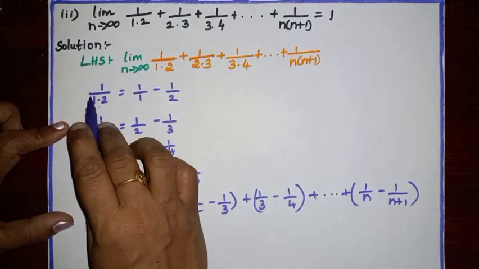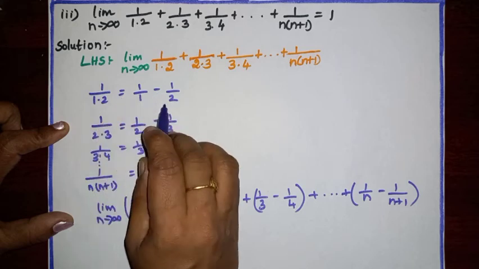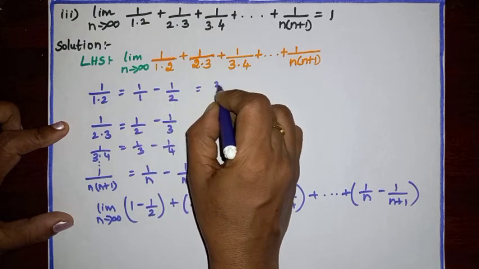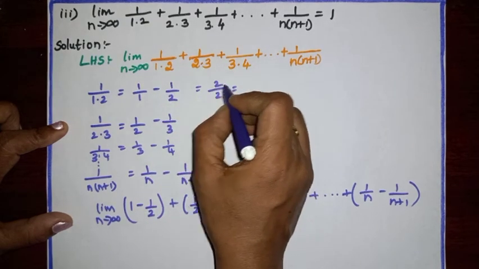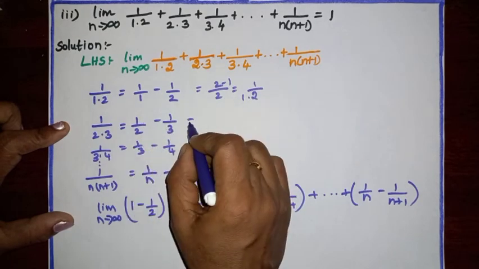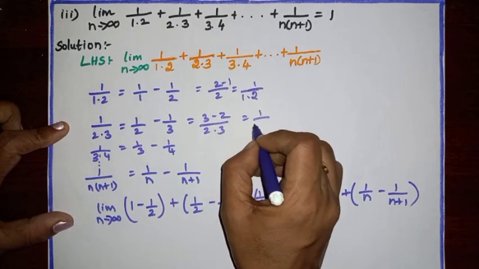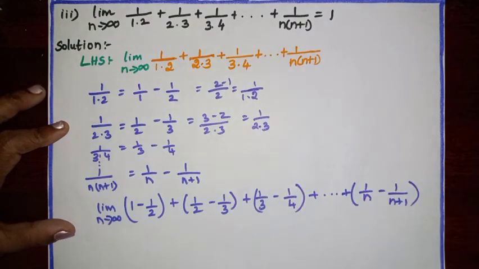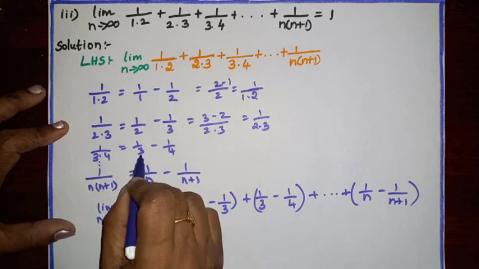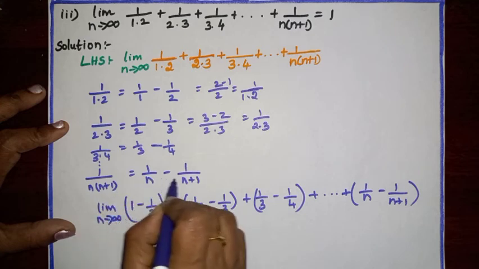So I am going to write 1 by 1 into 2 as 1 minus 1 by 2. When you are taking LCM, 2 minus 1 is 1, by 2, which is 1 by 1 into 2. Similarly, 1 by 2 into 3 is 1 by 2 minus 1 by 3, since 3 minus 2 by 2 into 3 is 1 by 2 into 3. Similarly, 1 by 3 into 4 can be written as 1 by 3 minus 1 by 4. Similarly, 1 by n into n plus 1 can be written as 1 by n minus 1 by n plus 1.